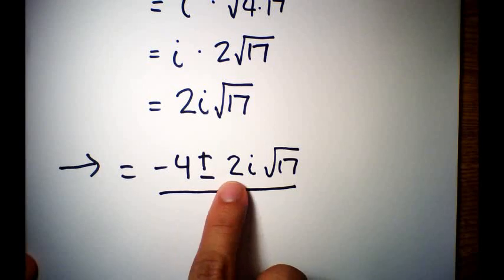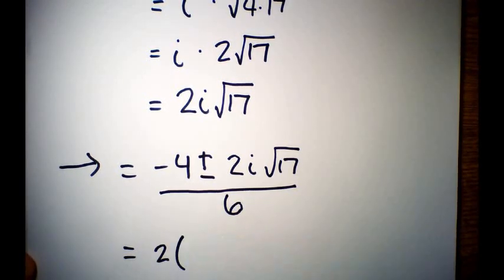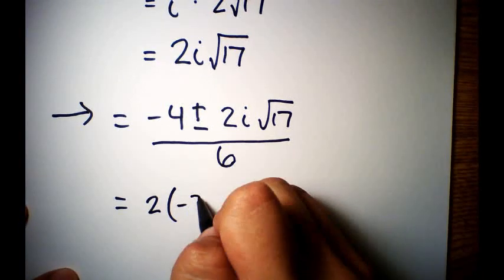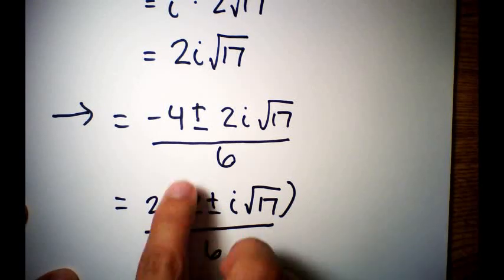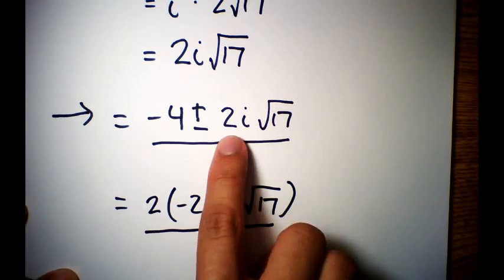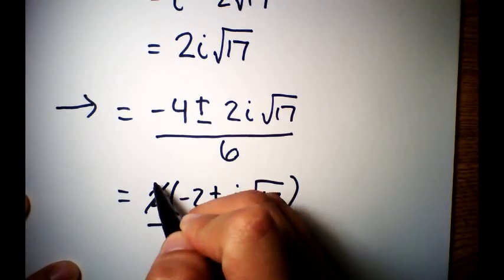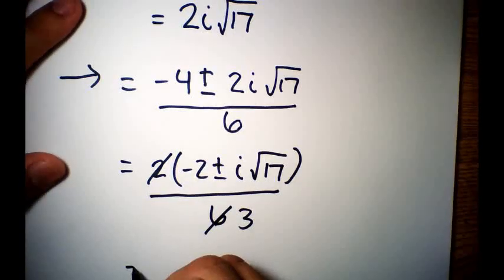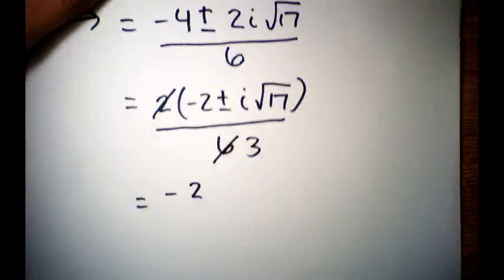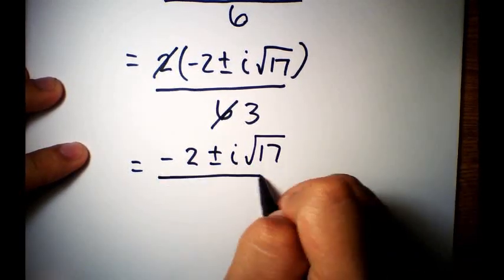All right, let's see if we can take out a number over here. Yes, we can. We can take out a 2 from here and here. So let's do that. 2 parentheses, negative 2 plus or minus i radical 17, all over 6. Negative 4 divided by 2 is negative 2. 2 divided by 2 is just 1. We don't have to write that 1 anymore. We can cancel out the 2's over here. This becomes a 1, and this becomes a 3. And so now we have negative 2 plus or minus i radical 17 all over 3.